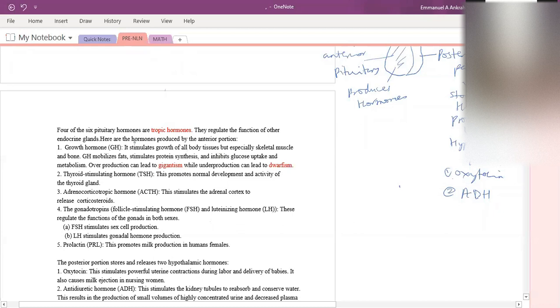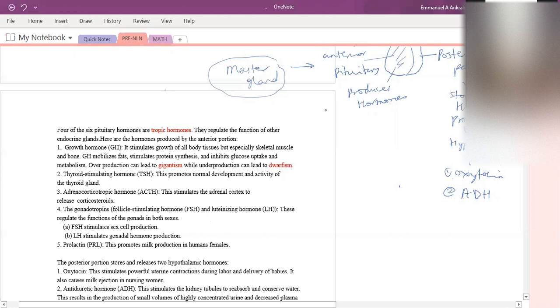Okay. So here are the hormones produced by the anterior portion. Okay. Because they regulate other glands, the pituitary is known as the master. Some people call it the master gland. If you heard with the orchestra, master gland, then there's a pituitary gland. It controls other glands. Okay. So growth hormone is one of them, GH.